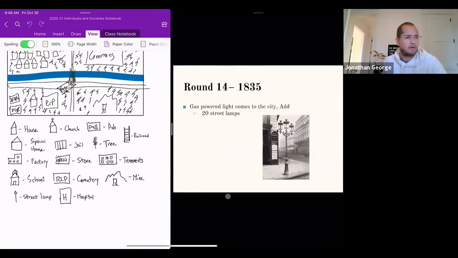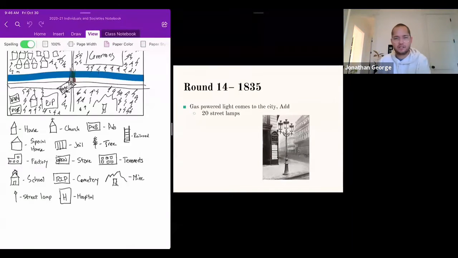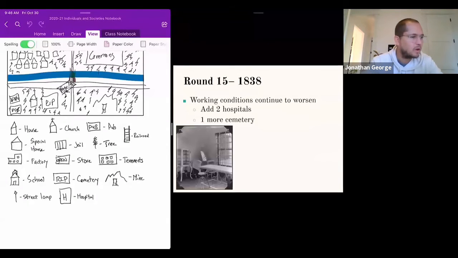All right. Gas-powered light comes to the city, 1835. Add 20 street lamps, and those should be right along your street, along your roads. Things are developing, right? You can kind of see this happening. And y'all see my street lamp right here, right? That's an awesome street lamp right there on my map.